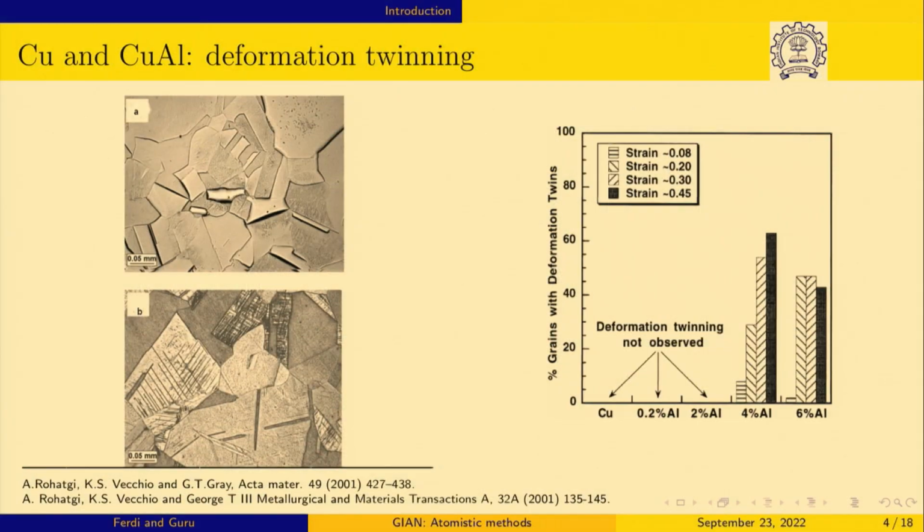But at 4 and 6 atomic percent aluminum, you strain to different percentages and you see that lots of twinning is happening. So deformation behavior is changing with aluminum addition, and the argument here is that aluminum is changing the stacking fault energy. That is why the deformation behavior is changing. It is shifting from dislocation mediated plasticity to twinning mediated plasticity, right.